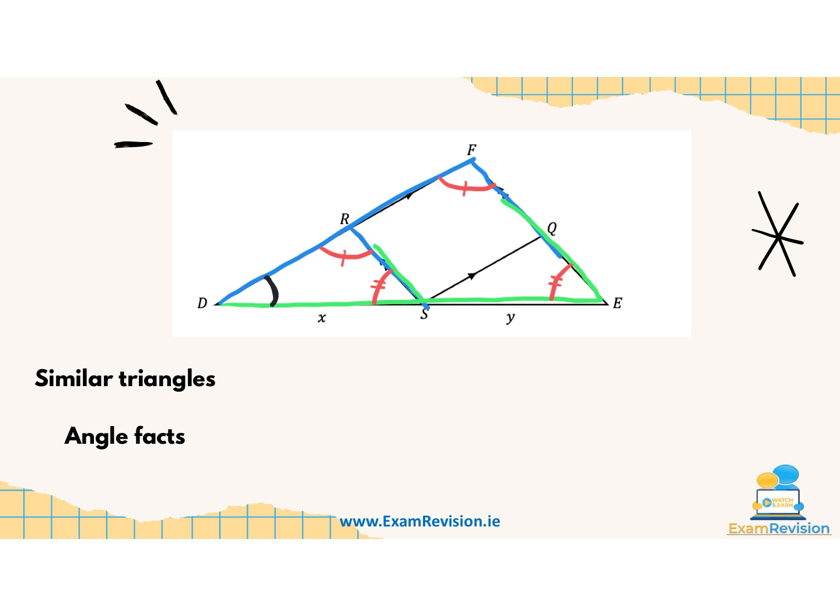So now we can write that DR over DF is equal to DS over DE, which is equal to X over X plus Y. And that is because these two triangles are similar. And this ratio becomes really useful if we're given one side and asked to find another. And they love this type of follow-on question on the exam papers. And similar triangles are coming up more and more regularly.